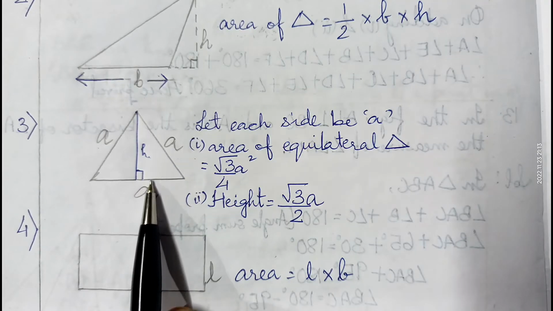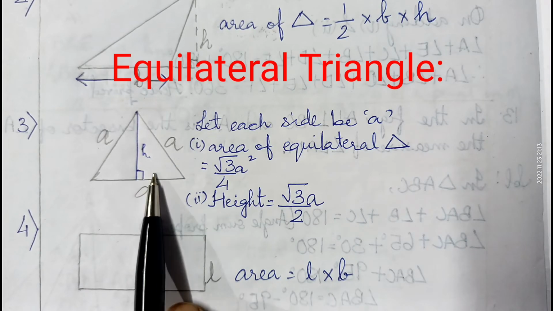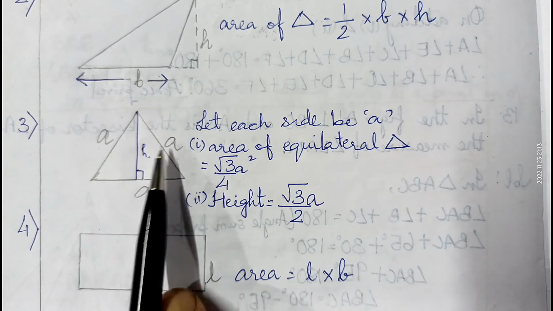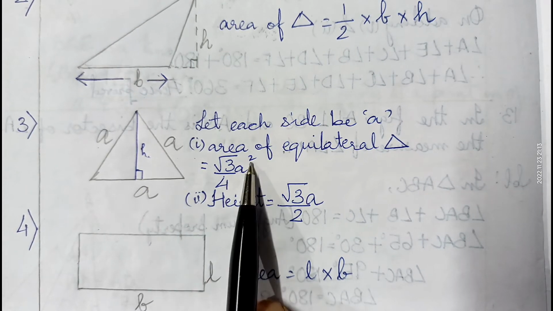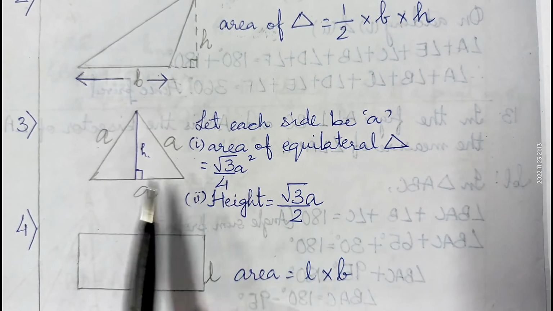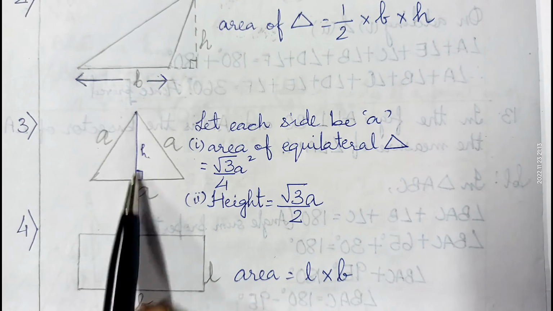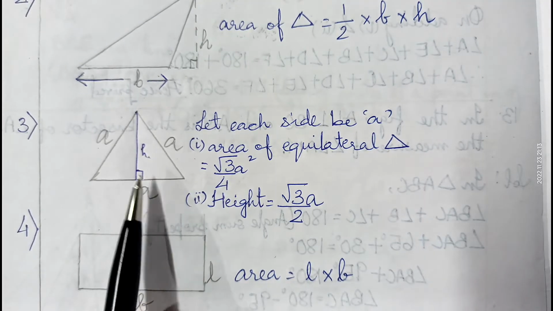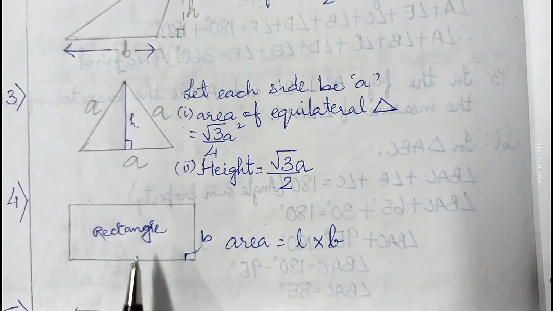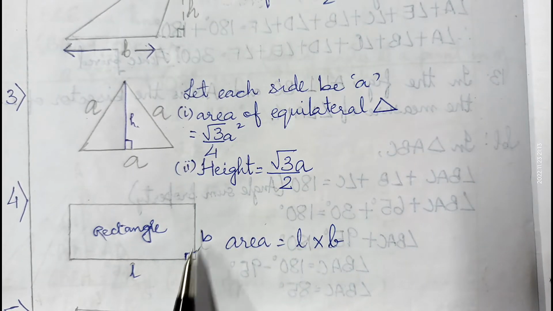Equilateral triangles are those triangles where all the sides are equal. Here suppose each side be A, then area of the triangle will be root 3 by 4 into A square, and height, if I draw one perpendicular from this vertex to the base, then this height will be root 3 A by 2. In case of a rectangle, this is length, this is breadth.